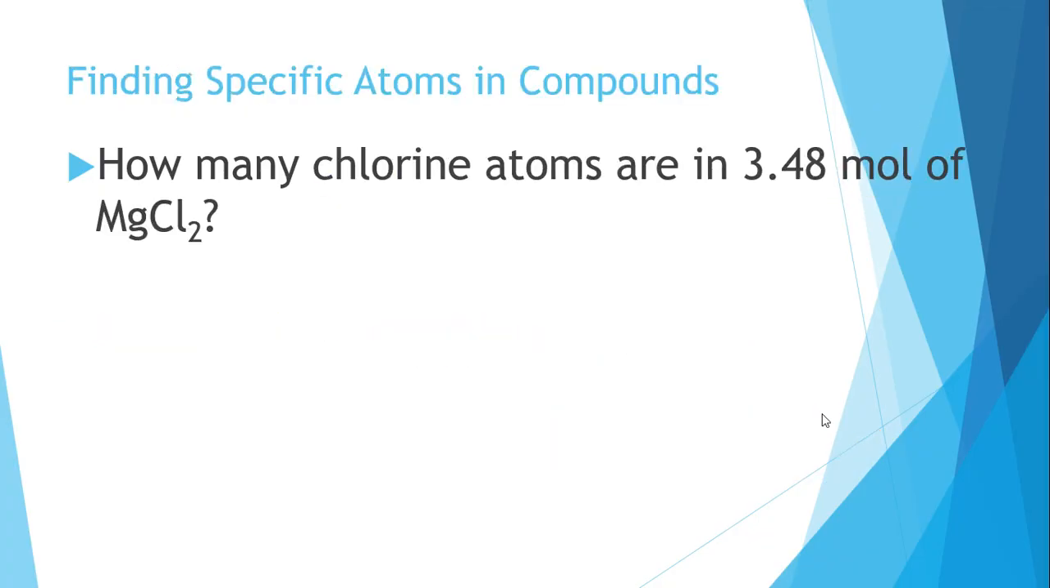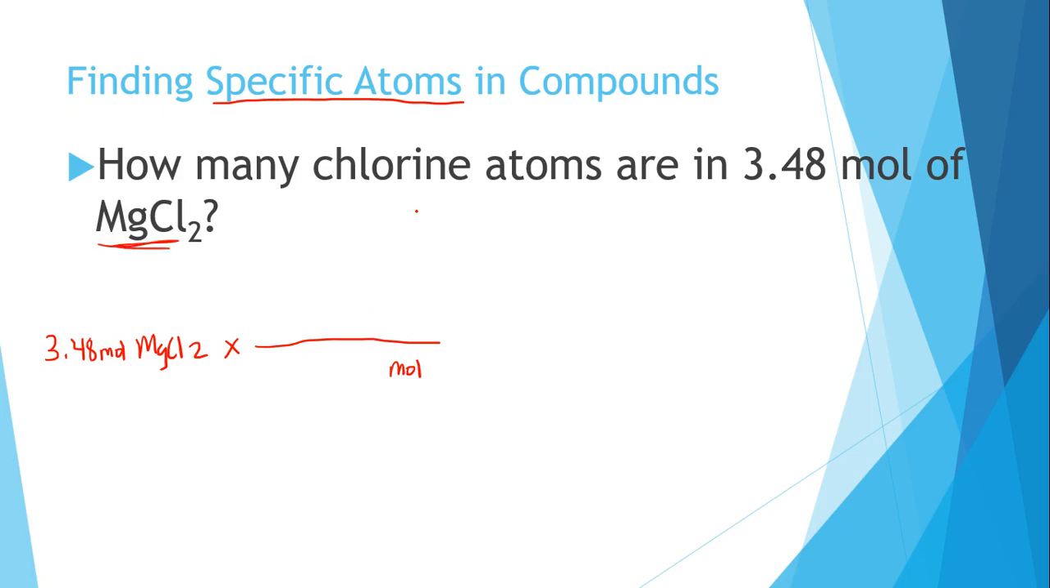And here is the last example that we're going to work through. What if it's asking for specific atoms instead of total atoms? Our example here is how many chlorine atoms are in 3.48 moles of magnesium chloride. Same steps that we're going to do before, but instead of counting all the atoms, we're only going to look at chlorine. We're always going to begin with what we know, 3.48 moles of MgCl2. And then in order to cancel moles, it has to go on the bottom.